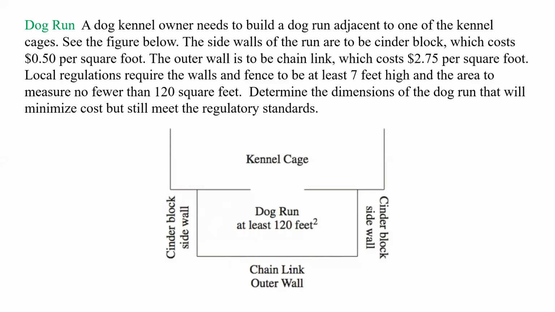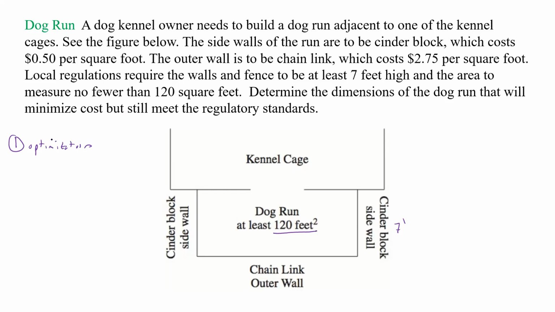Now, local regulations require the walls and fence to be at least 7 feet high and the area to measure no fewer than 120 square feet. Now, determine the dimensions of the dog run that will minimize the cost but still meet all the regulatory standards. So it has to be that, and these walls have to be 7 feet tall. All right. So maybe what we should do is let's do one here. So optimization.